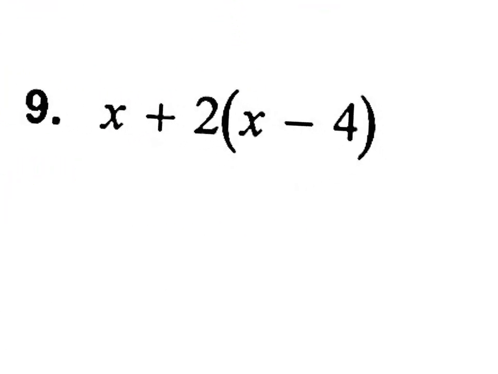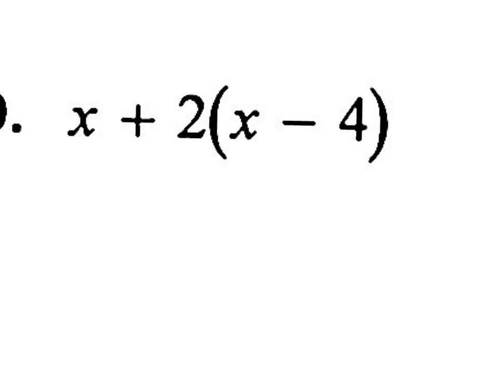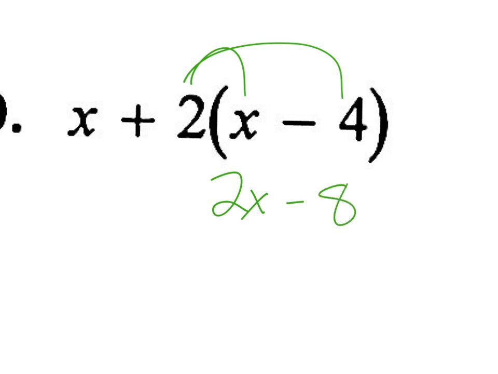Now, we're going to throw this distributive property in here. Now, it has parentheses, but remember, I've said this, that when you have a number on the outside of the parentheses, it's part of the parentheses. And if we are following order of operations, we have to do everything with the parentheses first. So 2 times x, 2x. 2 times negative 4, negative 8. And then we're just going to bring this x plus down.